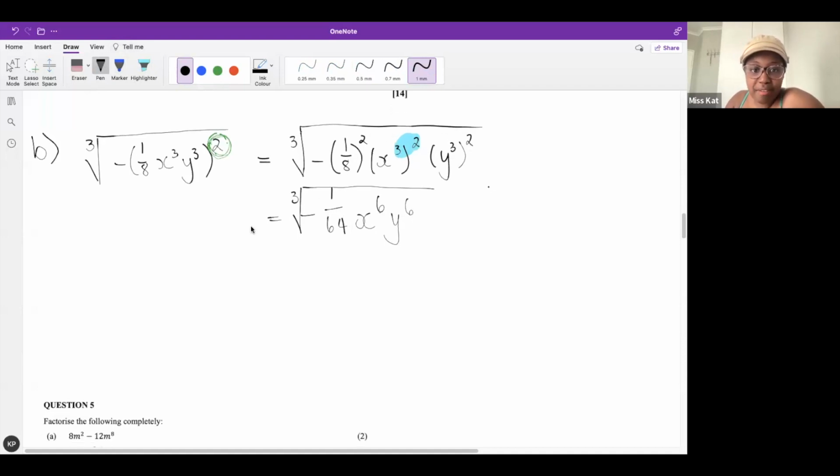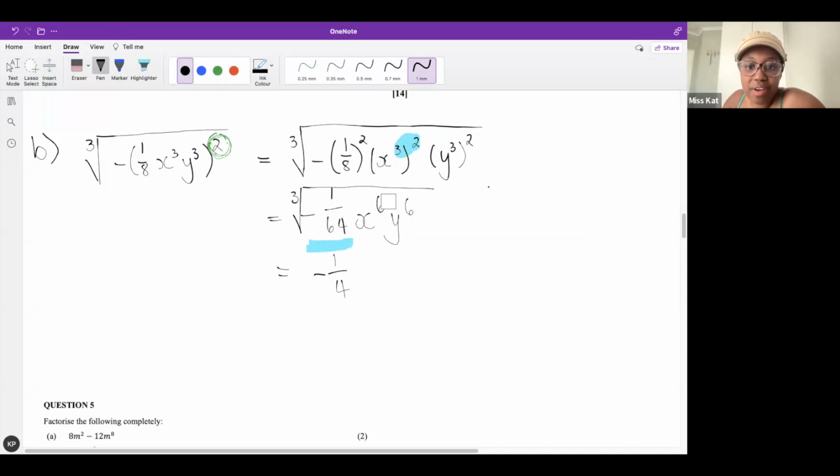Nice. So now for my final answer, what's the cube root? Let's start with the number first. Cube root of negative 1 over 64. First question is, can I cube root a negative number? Am I allowed to cube root a negative number? Yes. So we have negative. The cube root of 1 is 1. What's the cube root of 64? The cube root. Be careful, not square root. Cube. It is 4. So we have negative 1 over 4.